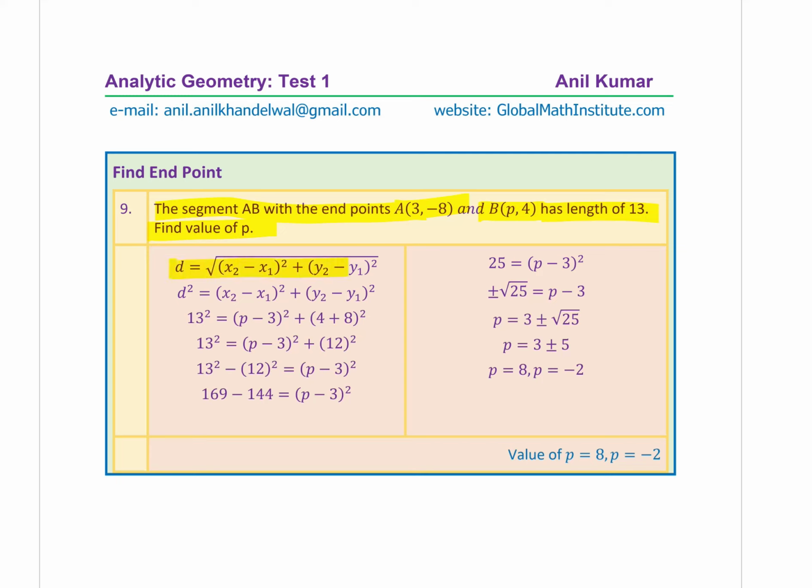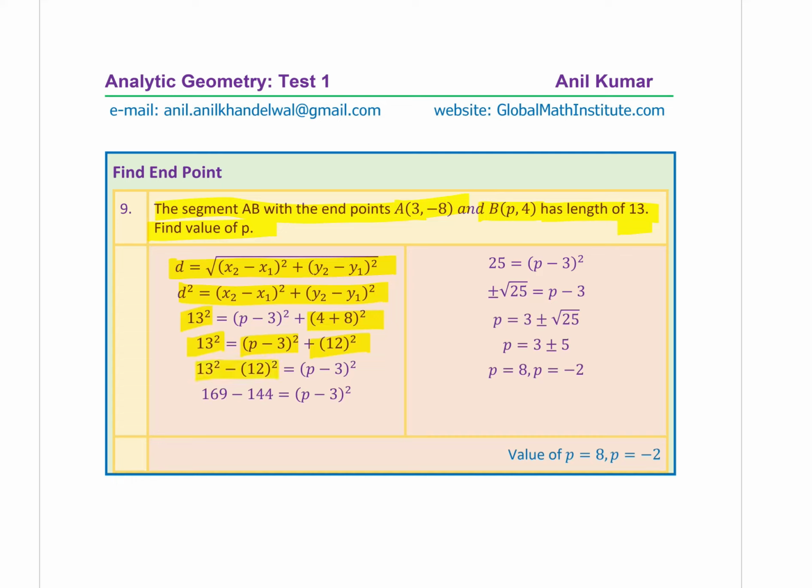Well, we did the same thing. We know the distance formula. We squared both sides. So distance square is x2 minus x1 whole square plus y2 minus y1 whole square. Substituting the values, distance being 13. 13 square equals p minus 3 whole square plus 4 plus 8 whole square. Now 13 square is equal to p minus 3 whole square plus 12 square. Calculator is not allowed. Do remember that.